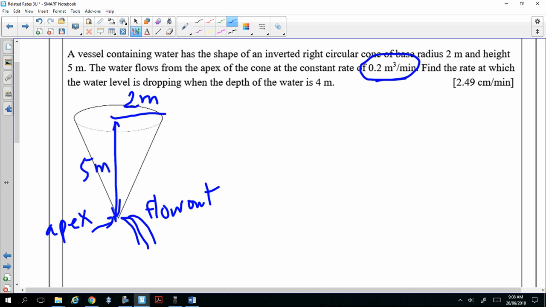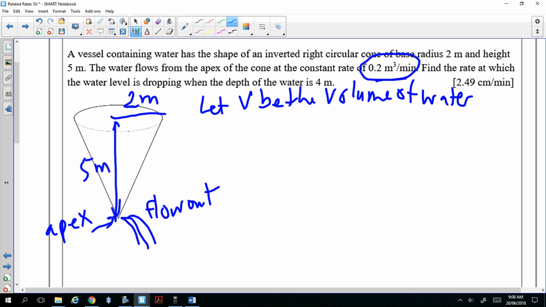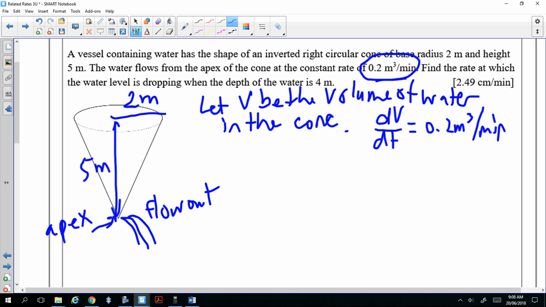So you may write, let V be the volume of water, not flowed out, but the volume of water in the tank, in the cone. So this is a rate about the volume, which is 0.2 cubic meter per minute. But remember, because water is flowing out, the amount of water inside the cone is decreasing. So put a minus, because the volume of water in the cone decreases. You have to use some common sense here.